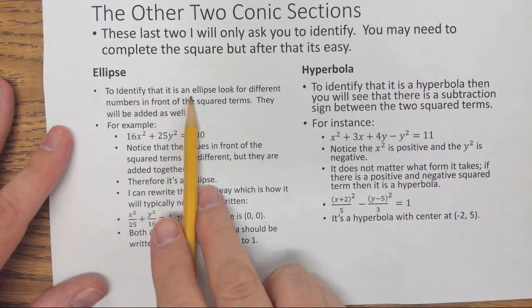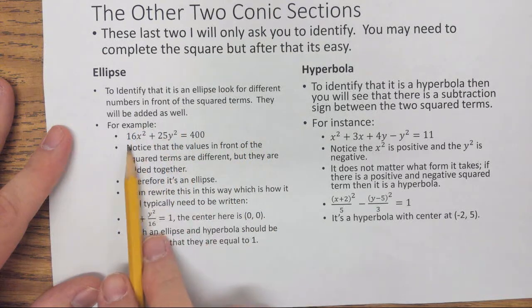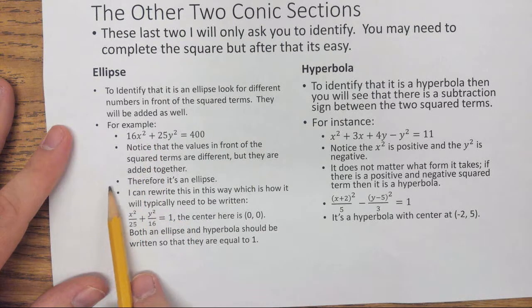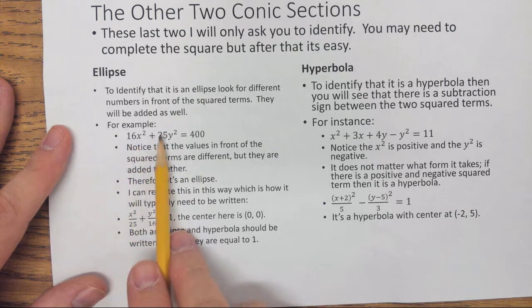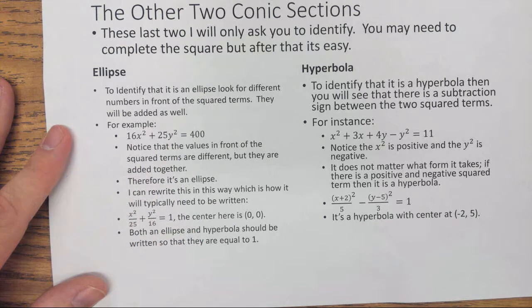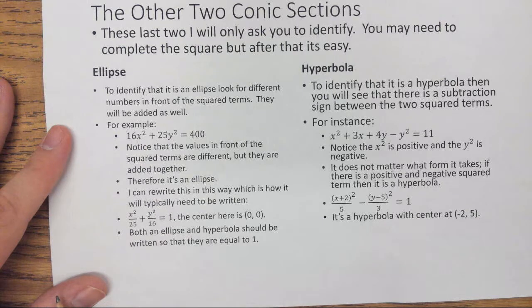So identify that it is an ellipse. Look for different numbers in front of the square terms. They will be added as well. In other words, there will not be subtraction in here. It'll be added like a circle. There'll be 2 square terms, and there'll be 2 numbers out here that are different numbers. If they're the same number out here, it's a circle. Okay? If they're different, then it's an ellipse. So as I said, notice that the values in front of the square terms are different, but they are added together. Therefore, it's an ellipse.